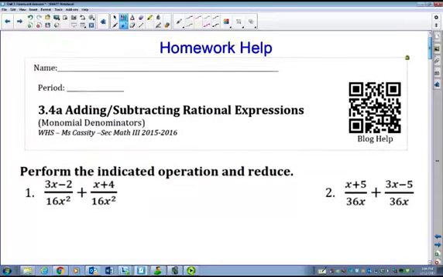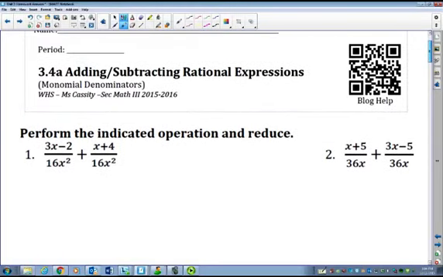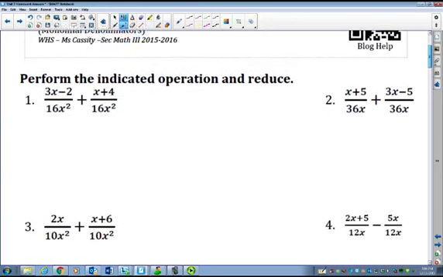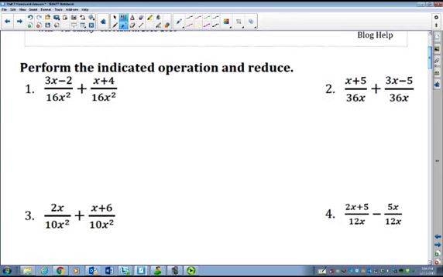All right. So let's see here. I think we already did number 1, most likely in class. Well, we could still put it on there just in case. I think one of my hours didn't get to it. So number 1, we already have the same common denominator, which makes it easy. We just do 16x squared. And then we just combine the tops on one line. So 3x minus 2 plus x plus 4.